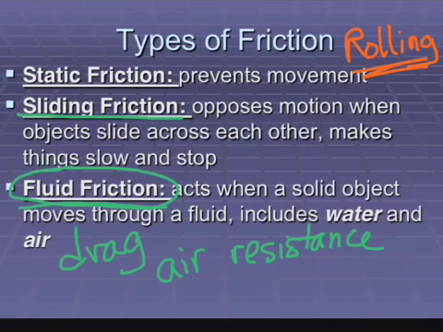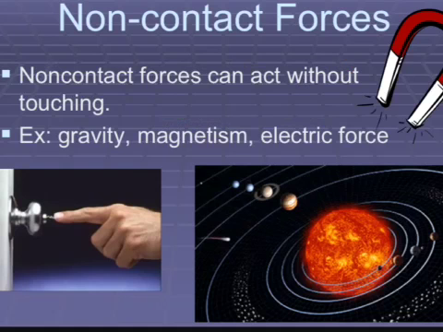You have less friction. Okay, next I want to talk a little bit about non-contact forces. These are forces that act when objects are not touching. They still provide a push or a pull on something, even though the objects are not actually touching each other. An example here is magnetism. Magnets act without actually touching one another.